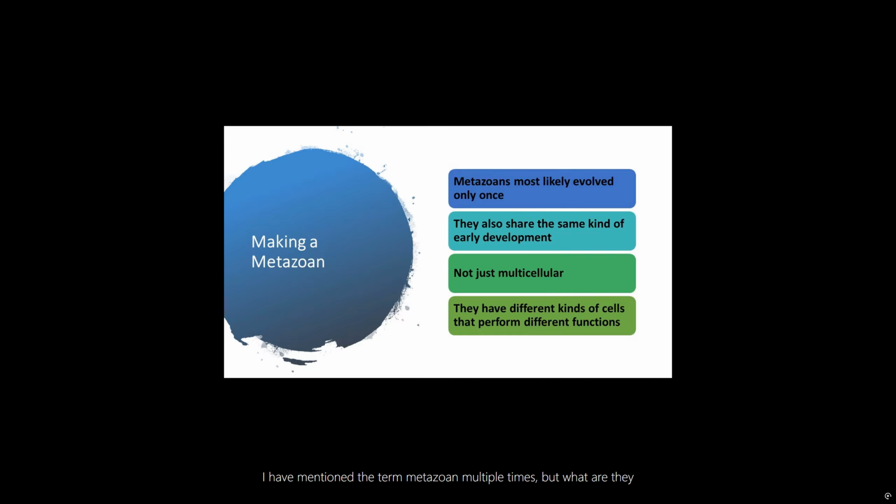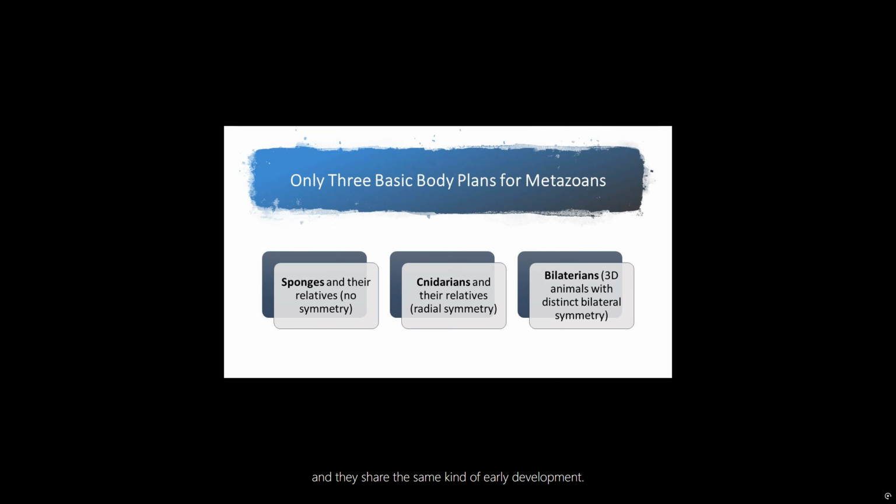I have mentioned the term metazoan multiple times, but what are they and how do we make one? Metazoans are not just multicellular animals. They are multicellular animals that have different kinds of cells that perform different functions. They most likely evolved once, and they share the same kind of early development. There are three basic body plans for metazoans: sponges and their relatives with no symmetry, cnidarians and their relatives with radial symmetry, and the bilaterians, which are 3D animals with distinct bilateral symmetry.